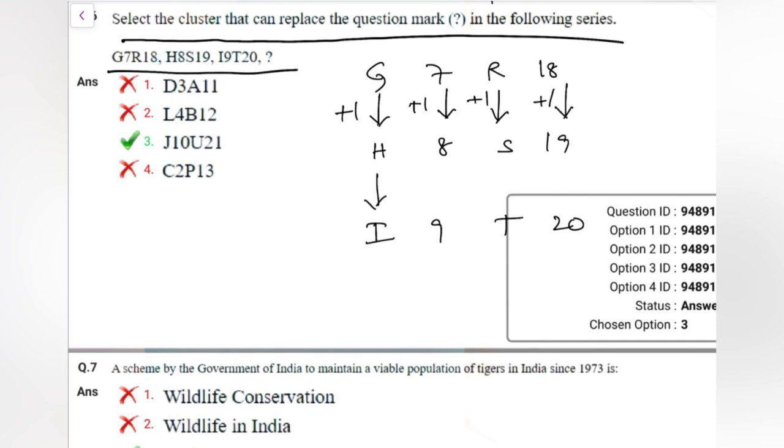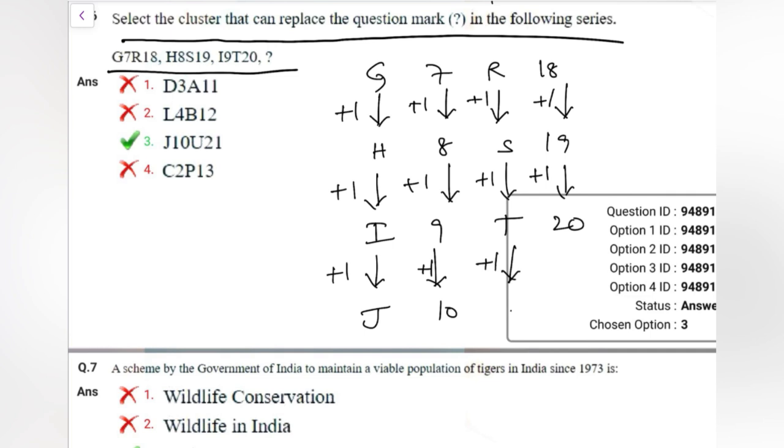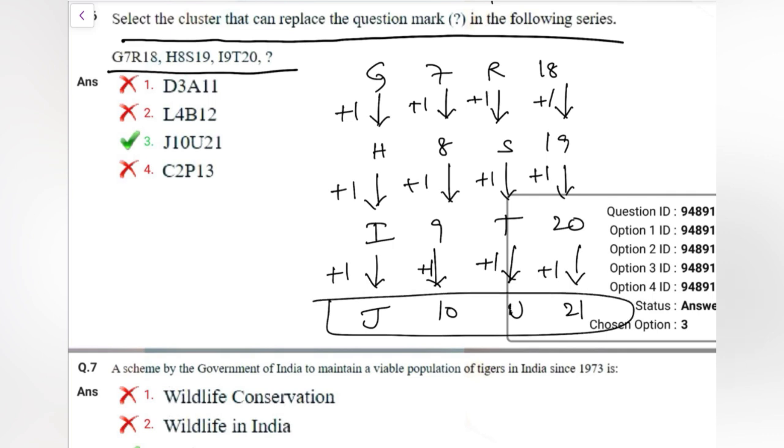Similarly, H to I is plus 1, 8 to 9 plus 1, S to T plus 1 and 19 to 20 plus 1. So the next series will be obviously I plus 1 J, 9 plus 1 10, T plus 1 U and 20 plus 1 21. So the answer is J10U21, which is option number 3.